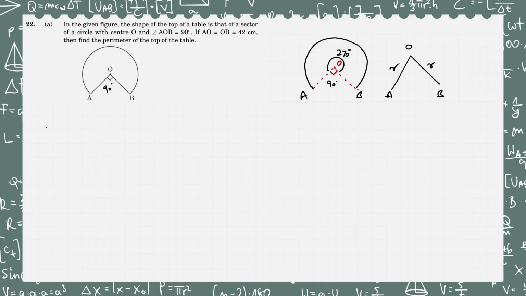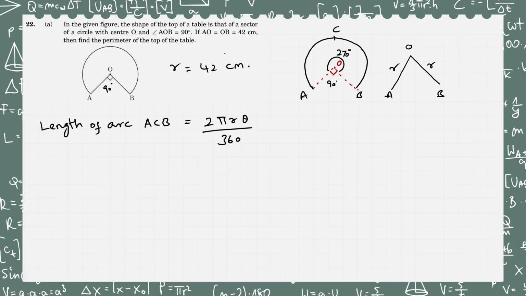Okay, now let us do that. Let me mark a point here. Just to mention the arc, we need 3 letters. So I am taking a point C on the arc AB. So length of arc ACB equal to 2 pi r theta by 360. This is the formula, right? So here I know r equal to 42 centimeters. That is given in the sum. And theta is found to be 270 degrees.